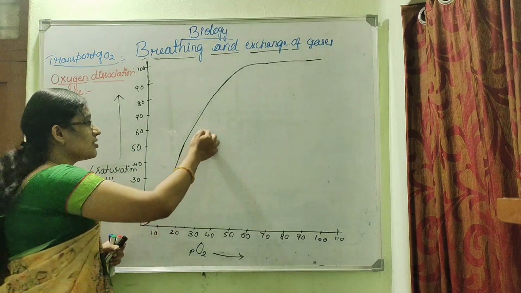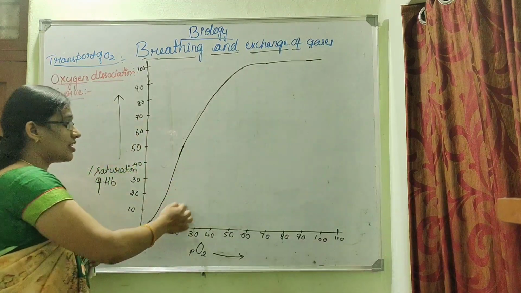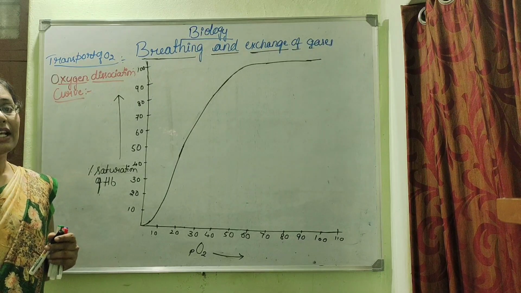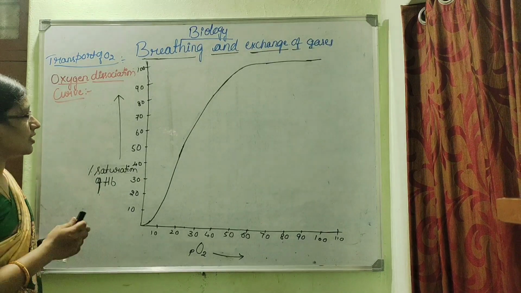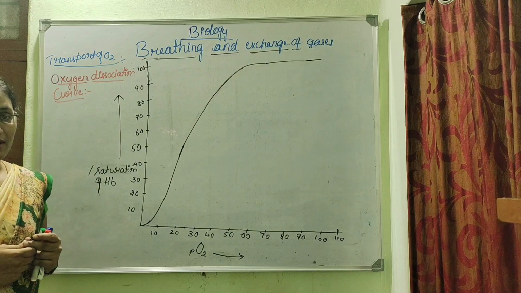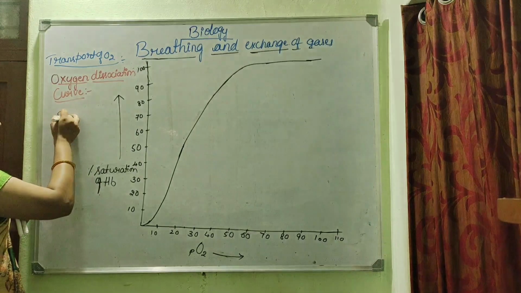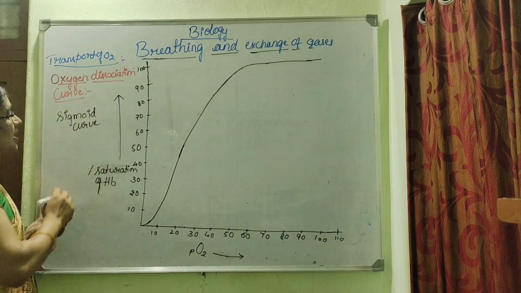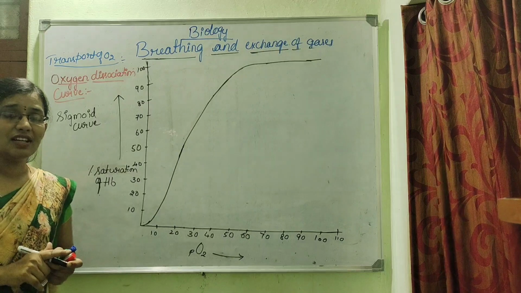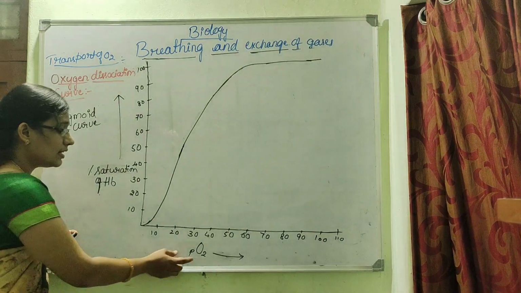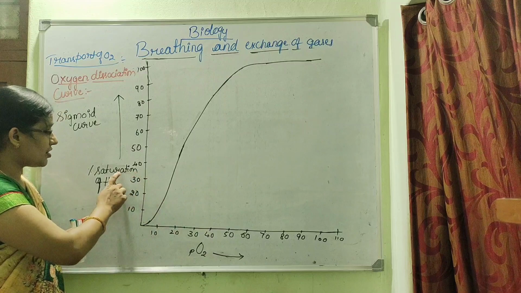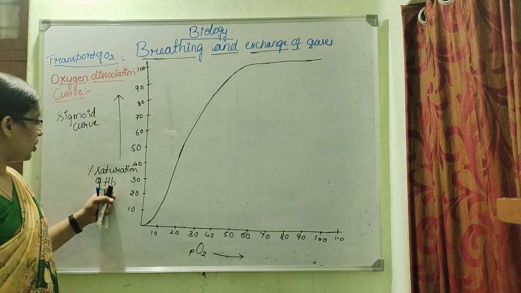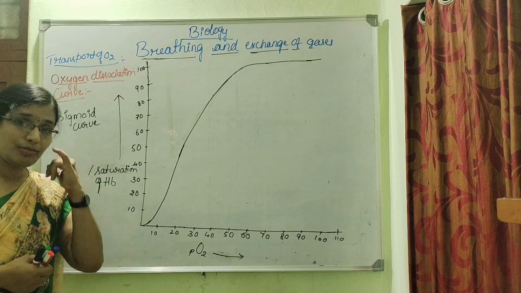And this oxygen dissociation curve, if you look at it, looks somewhat like the English alphabet letter S, and thus it is also called the sigmoid curve. This graph gives the relationship between the partial pressure of oxygen and the percentage saturation of hemoglobin. But what do you mean by percentage saturation of hemoglobin?